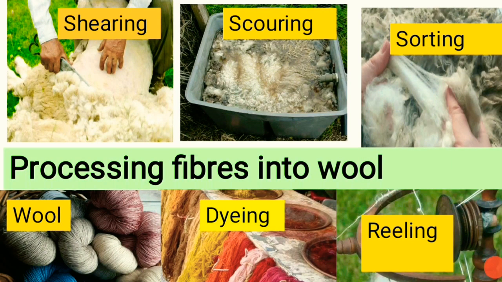Processing fibers into wool. Shearing. The process of shaving the hair of sheep is called shearing. In olden days, this was done with a pair of metal blades, but nowadays a machine is used to cut off the fleece. Shearing is generally done in summer so that the sheep could get new hair by winter for protection against cold. Scouring. Washing woolen fibers to remove dust, grease and dirt is called scouring. Sorting. Separating woolen fibers on the basis of their size, color and patterns is called sorting.